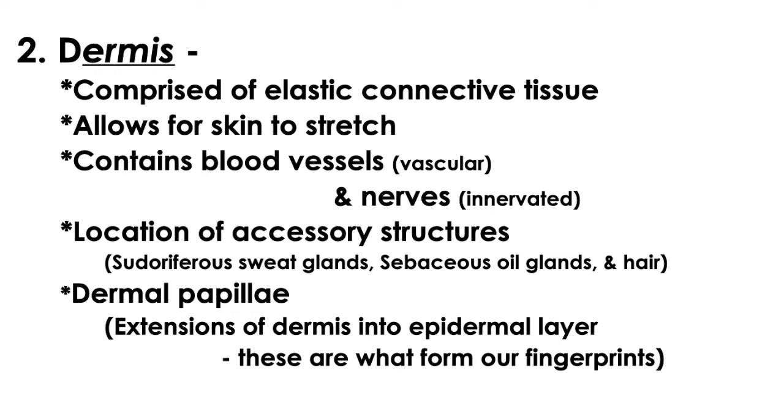Sudoriferous is referring to the sweat glands. It also contains oil glands, which are referred to as sebaceous. And then we have hair follicles as well. And as we can see, dermal papilla. Papillae are these extensions from the dermis into the epidermal layer. This also forms our fingerprints. But this can also be these protrusions on the tongue as well.